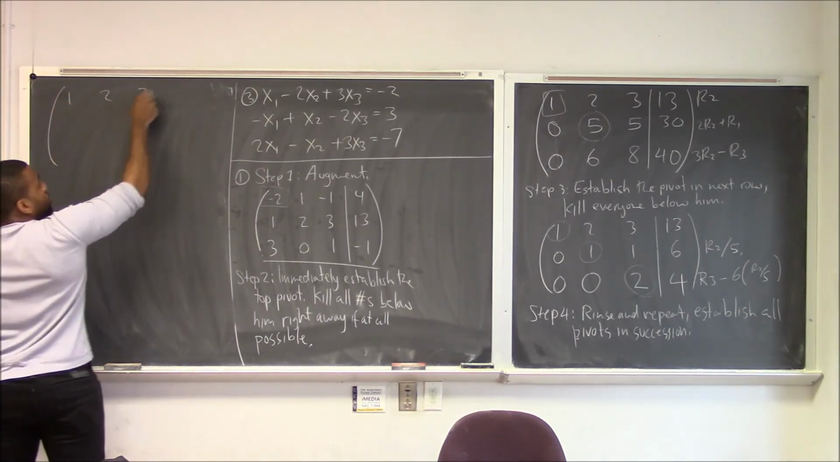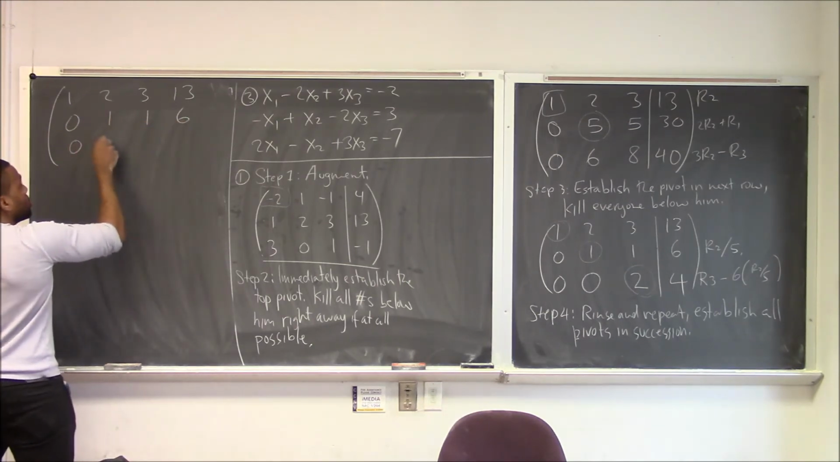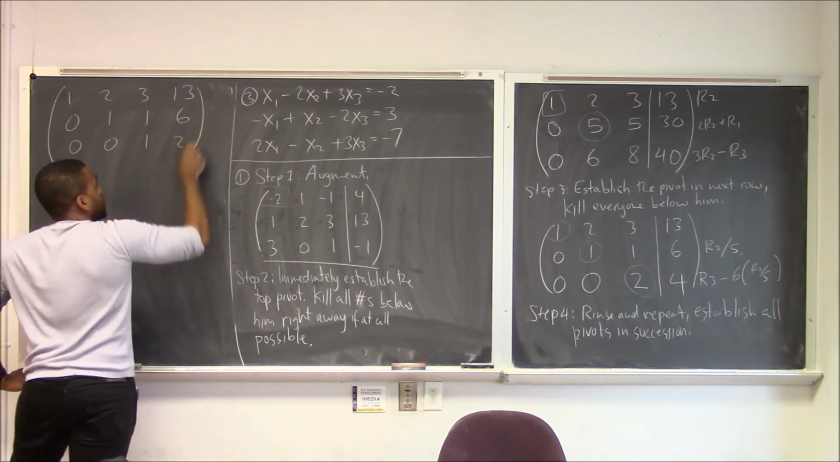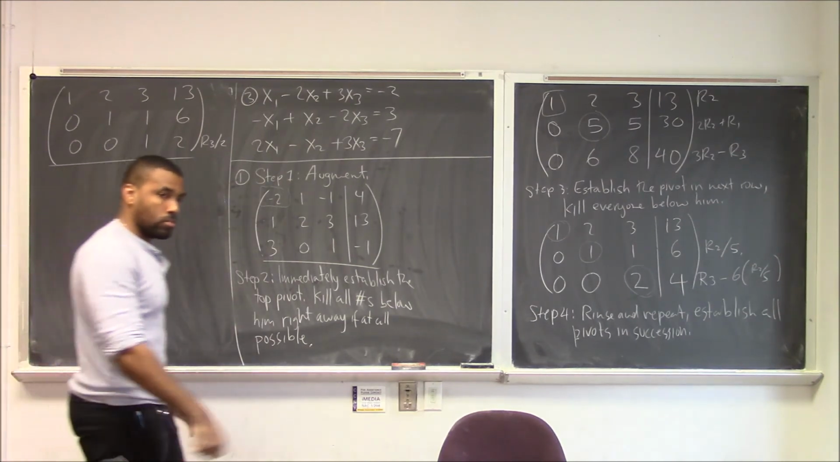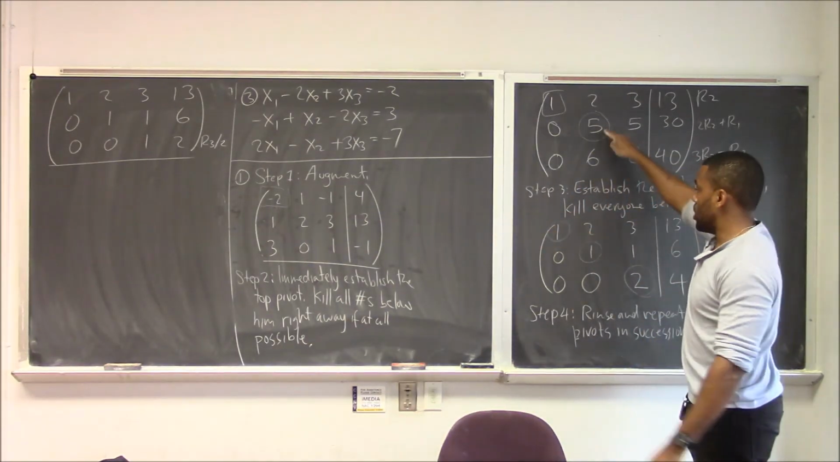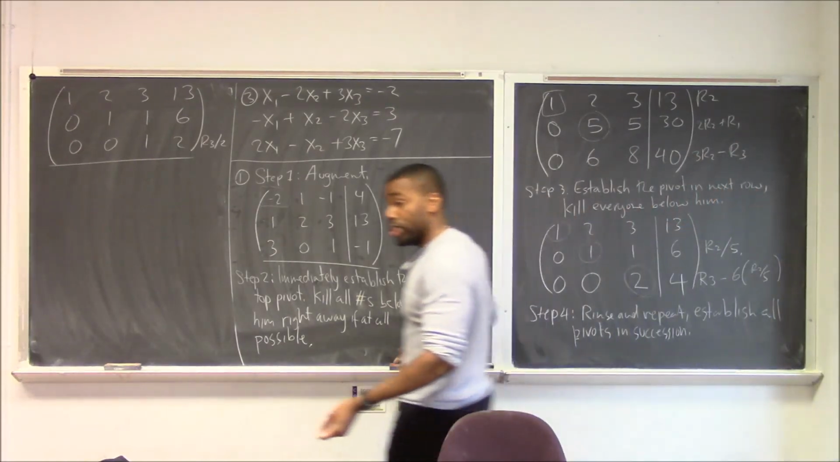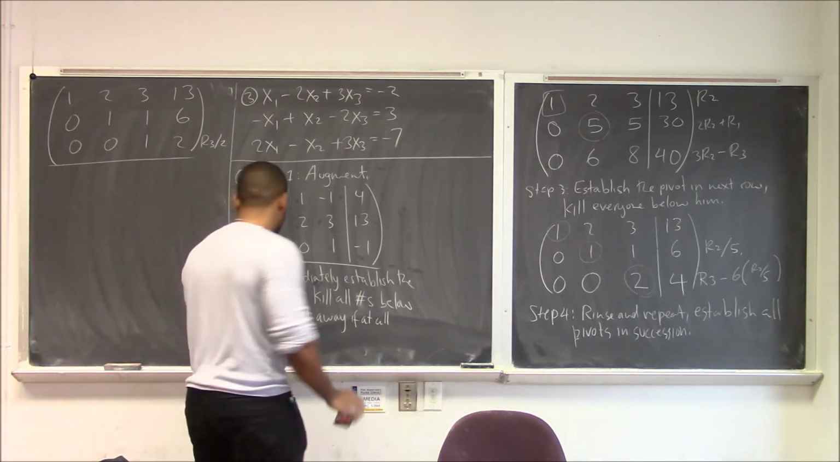So far I have 1, 2, 3, 13, 0, 1, 1, 6, 0, 0, 1, 2. I just took row 3 and divided by 2. Now by the way, this is REF. I just got to REF by taking 1, 2, 3 steps. Could have taken me more, but it's a pretty efficient way. If you establish pivots right away and get to kill all zeros below them, you get to REF as quick as humanly possible.